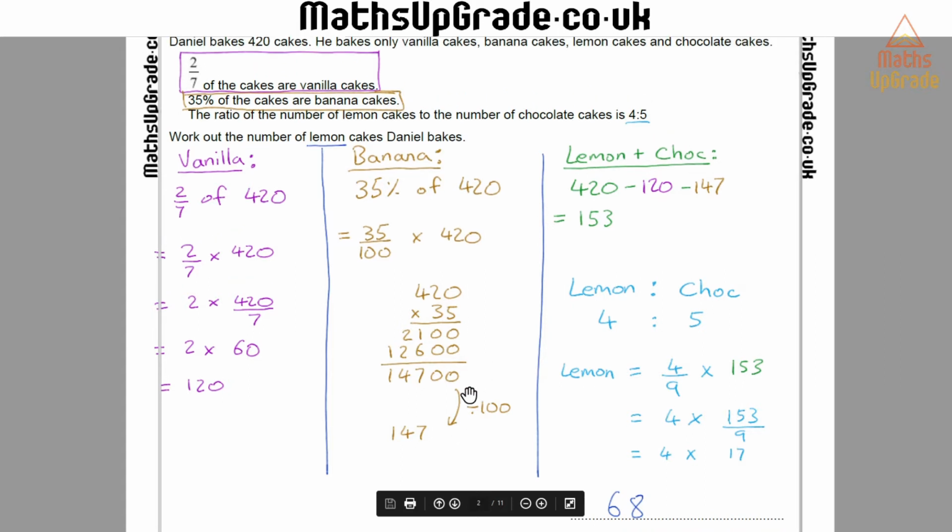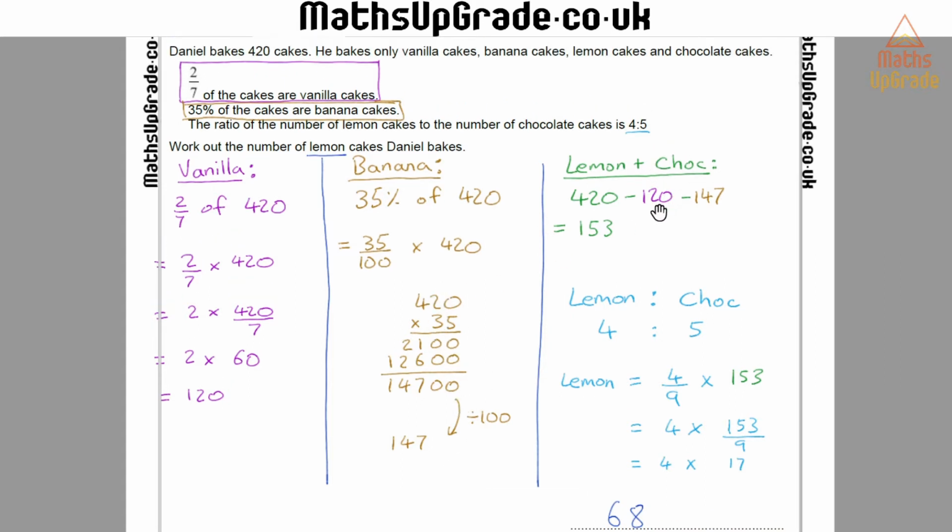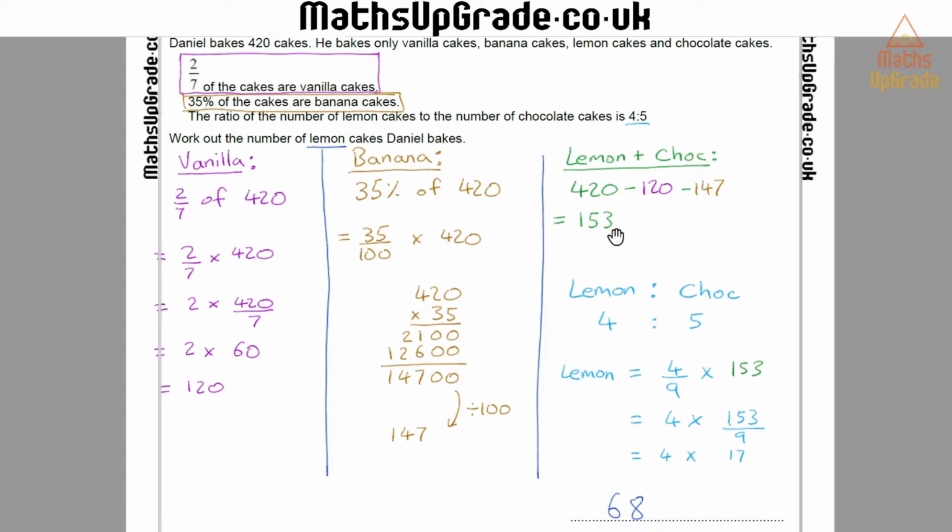So what's left now is the lemon and chocolate cakes. 420 cakes are what I started with. 120 I've established are vanilla cakes. I've established 147 are banana. That leaves 153 cakes, which are either lemon or chocolate. Now we need to work out how many of those are lemon.